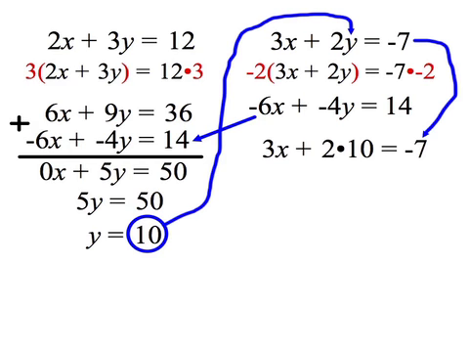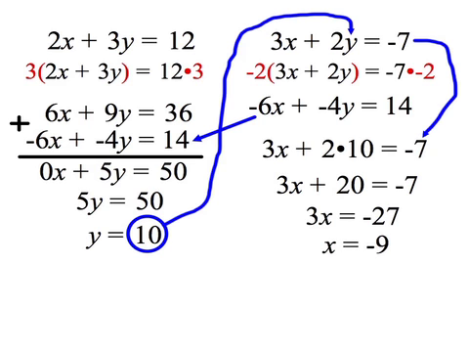And of course, 2 times 10 is 20. And then we're going to add negative 20 to both sides to get that 3x is negative 27. Divide by 3. x is equal to negative 9. Our solution is negative 9, comma, 10.